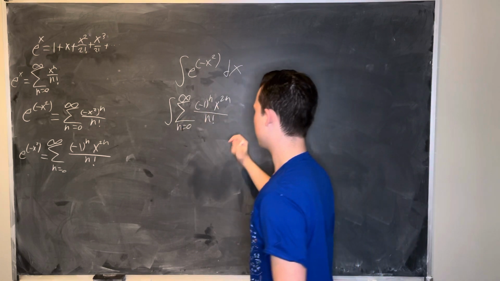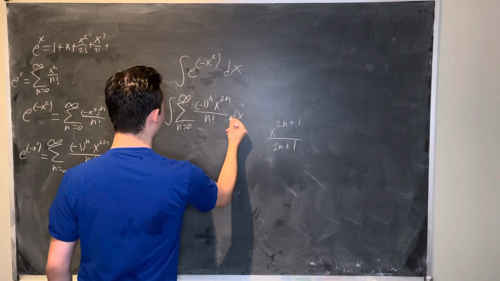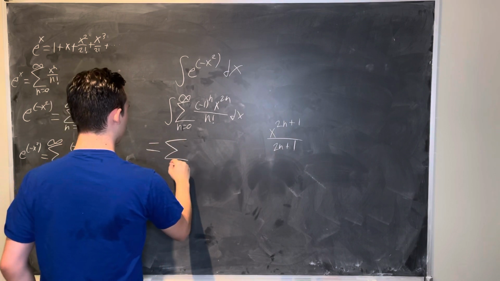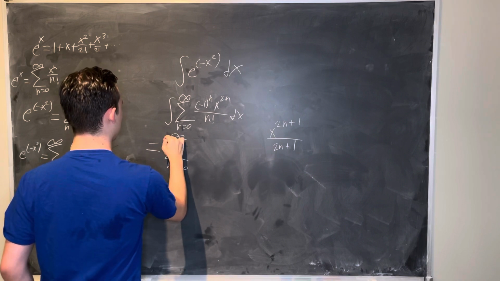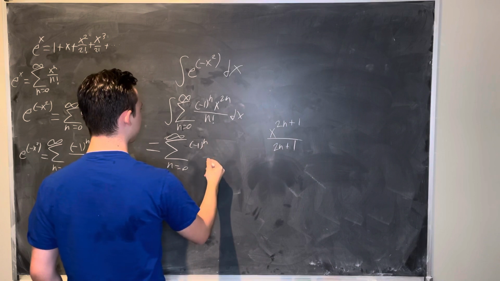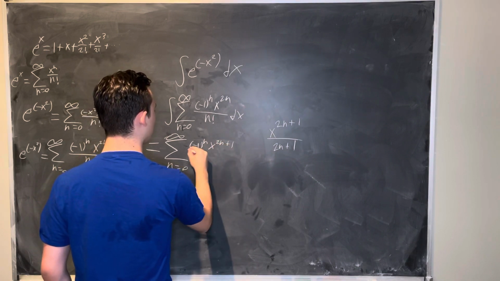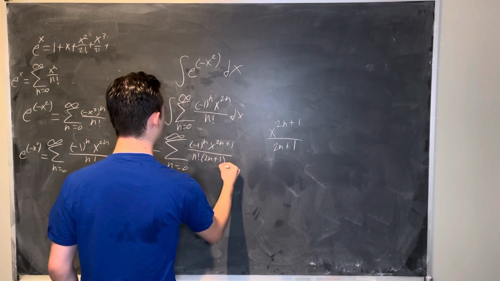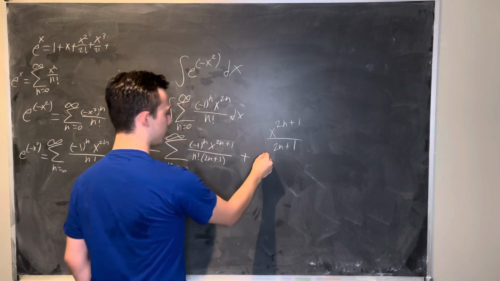So we integrate this, with respect to x of course, and that is equal to the sum from n equals 0 to infinity of negative 1 to the n, that remains, because that's constant, x to the 2n plus 1 over n factorial times 2n plus 1. And because we want a general antiderivative, we add a constant term.